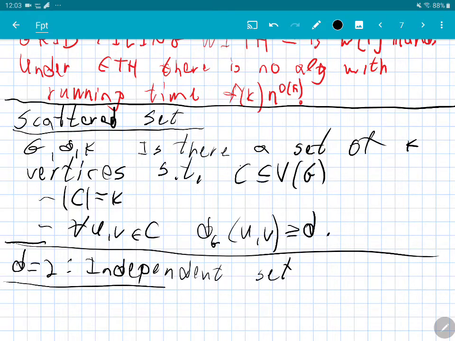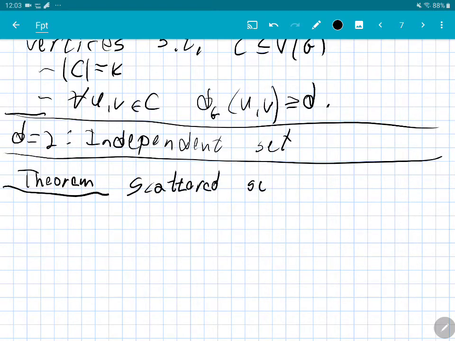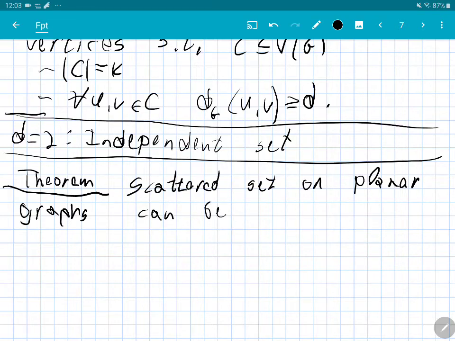Okay. So not surprisingly, this problem is at least as difficult as independent set. And in particular, we can now study it on planar graphs. On planar graphs, one can show, this is a theorem, that scattered set on planar graphs can be solved in n to the square root of k time.